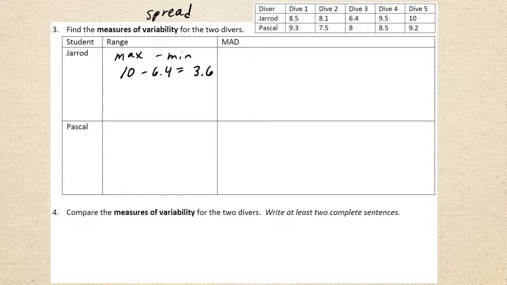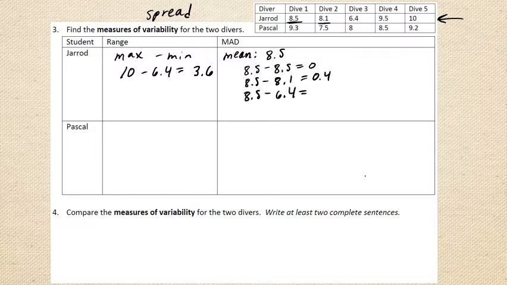What about Jared's MAD? Well, if you remember from today, we have to first know the mean, and the mean was 8.5. So I'm now going to compare every single dive of Jared, so looking at this row, to that original mean. So I have 8.5 minus 8.5. That's a difference of 0. Right? That was my first value. Then 8.5 minus 8.1. That gives me 4/10. Then 8.5 minus 6.4. That gives me 2.1, 2 and 1/10.